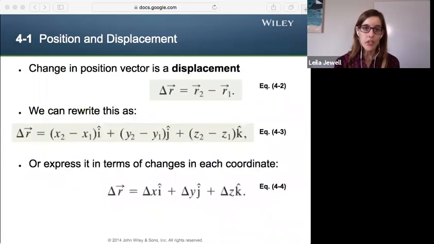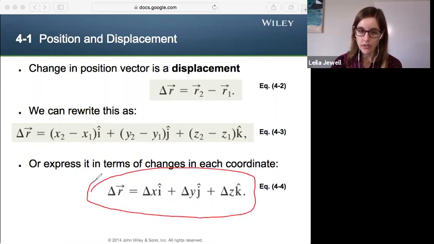Now, once we know the position, we can look at changes in position, and any change in position is known as a displacement, right? So we saw displacement already, and that was delta x, right? The change in position is the final minus the initial. But here we're just adding the arrows because they're now vectors. And because it's a vector, we can rewrite this in terms of the scalar components, in terms of x2 minus x1 in the i hat direction, plus y2 minus y1 in the j hat direction, plus z2 minus z1 in the k hat direction.